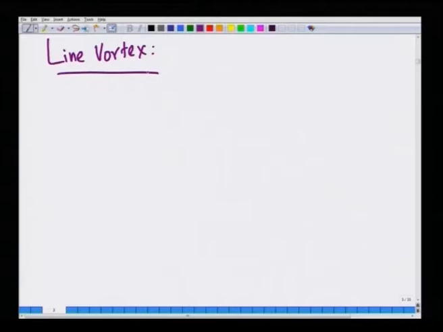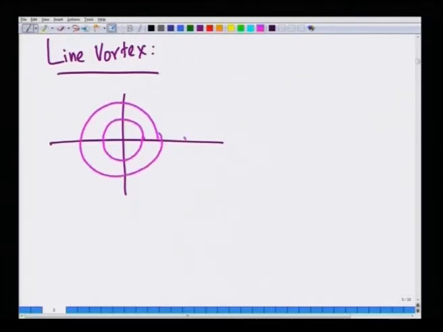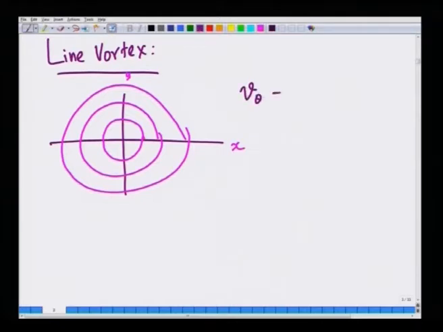A line vortex is essentially, if you look at the 2D plane, you have fluid flow completely in circular streamlines. Streamlines are completely circular in the xy plane. So, you have v theta is some constant by r, and v r is 0. Now, this is the description of the velocity field. So, from this you can find out, use cylindrical polar coordinates.